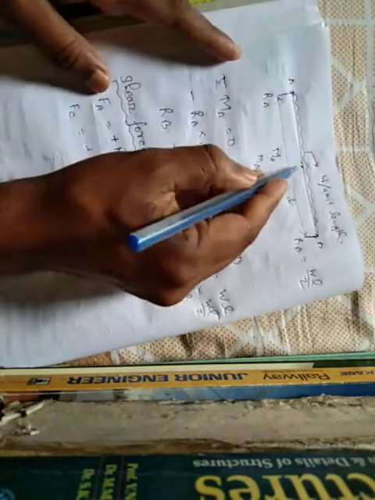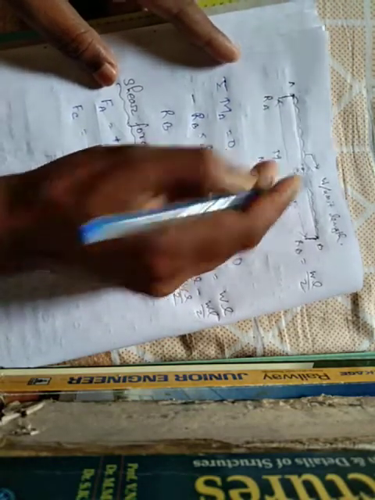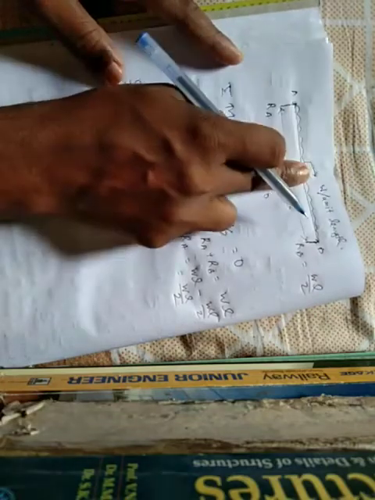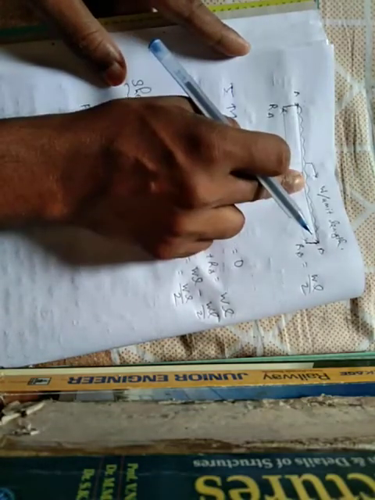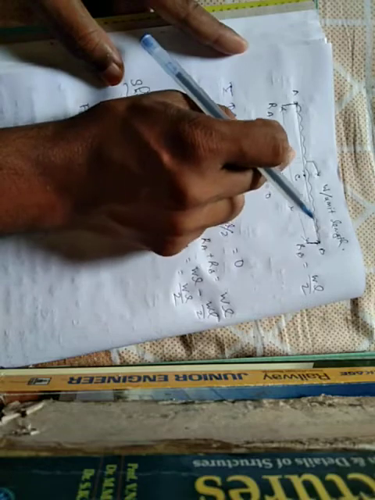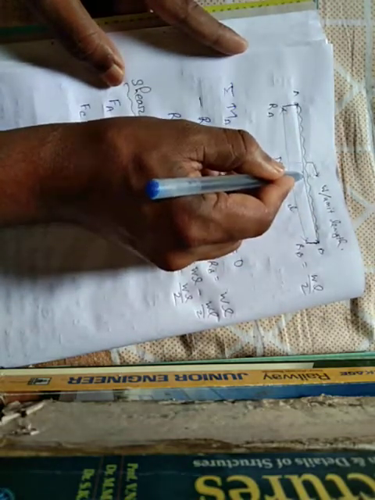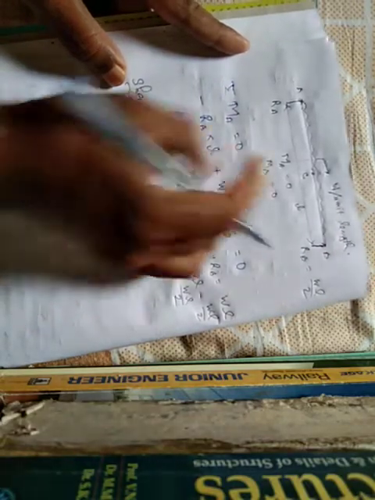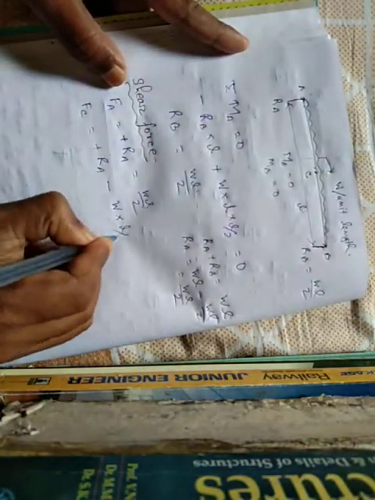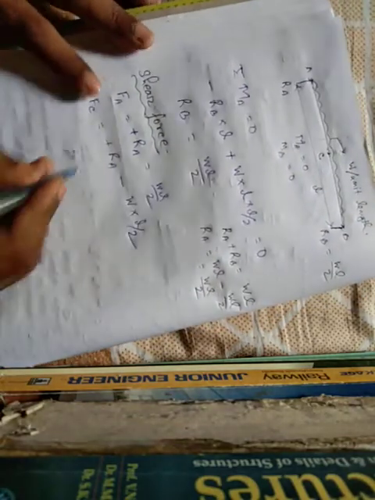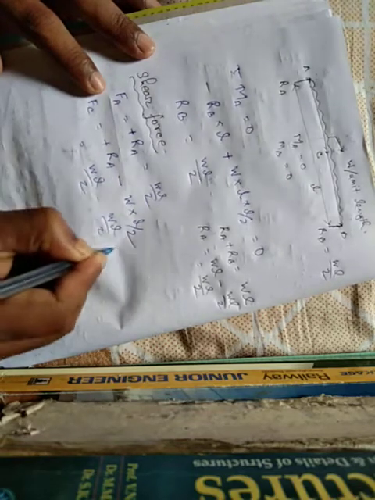So shear force at point A means RA, positive shear force, that is WL by 2. Shear force at point C: the upward force RA always acts at point C, and the downward force is the uniform distributed load from A to C, which is W into total distance L by 2. This is RA equal to WL by 2 minus WL by 2, which is equal to 0. Shear force at point C is 0. At the center of the beam the shear force is 0.